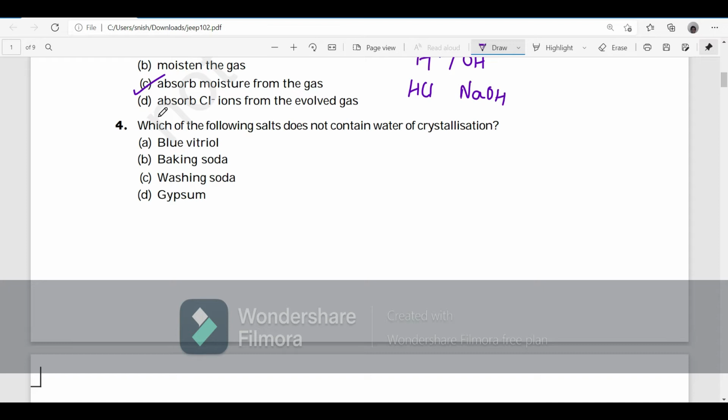Next, which of the following salts does not contain water of crystallization? Blue vitriol, you know that it's CuSO4, blue vitriol is copper sulfate, right? It has its water of crystallization. Baking soda, yes it does.